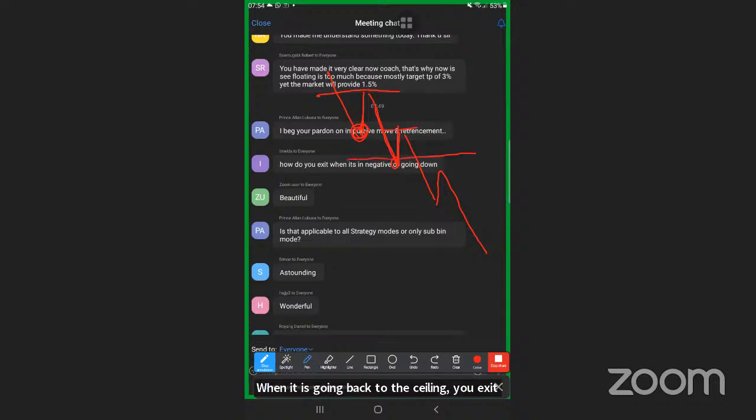You have already drawn your lines. These are your lines. So you measure from this to this, this to this. Those are going to be your margin calls, including take profit.